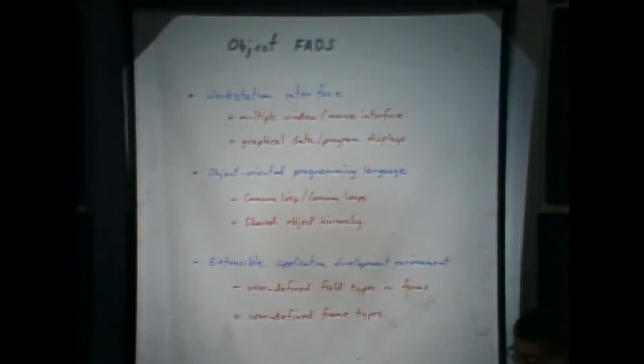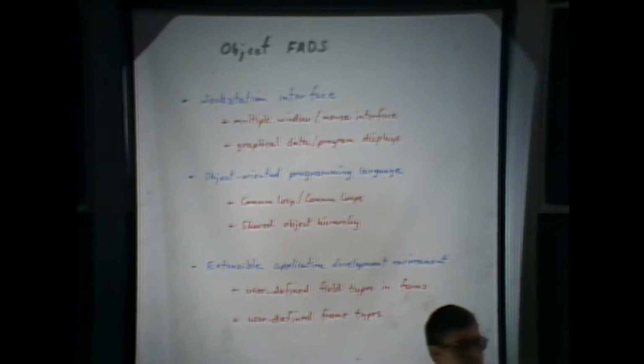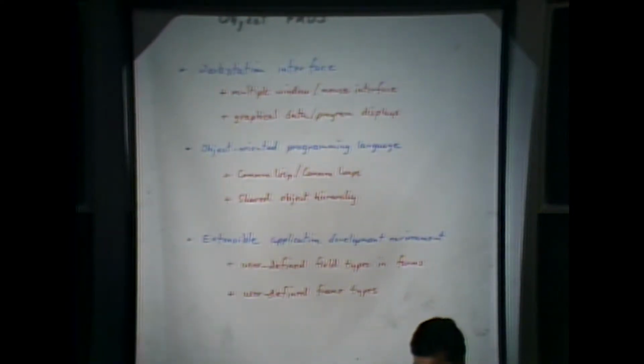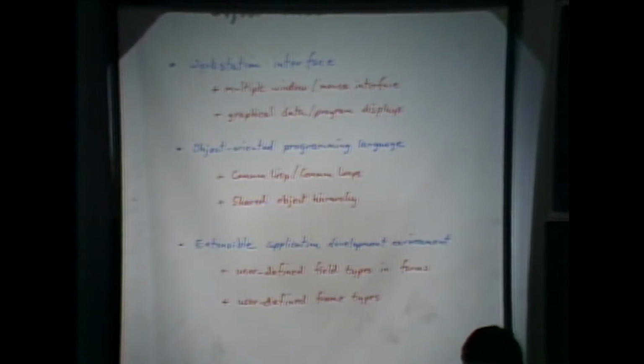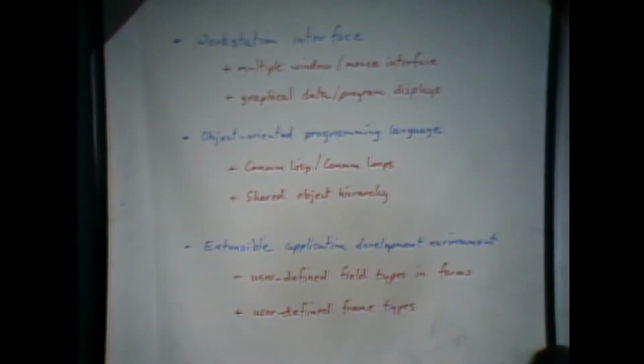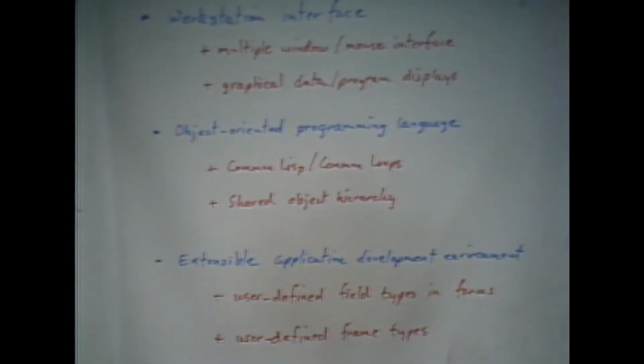First off, the goals for this system, Object FADS. FAD stands for Forms Application Development System. It's the third system in a series that I've been building for the last 6-8 years, where you build applications by filling in forms, and those forms then cause pieces of the application to be built. This system is going to be on a workstation interface, multiple window mouse interface, graphical data and program display, all these good things. After working for a while, it's pretty clear you want an object-oriented programming environment.